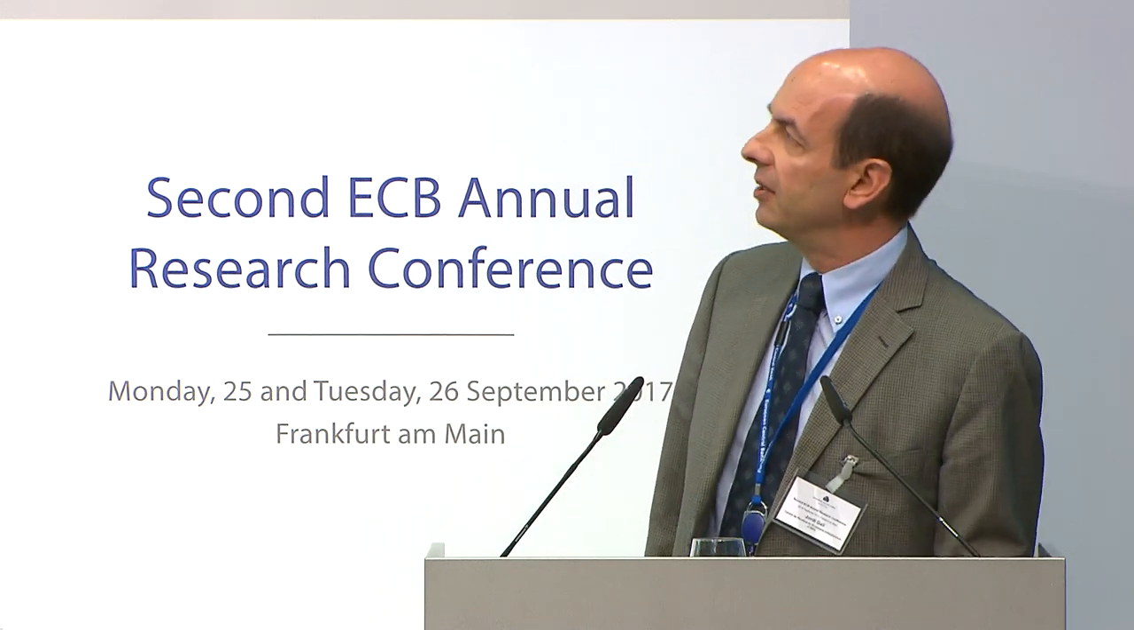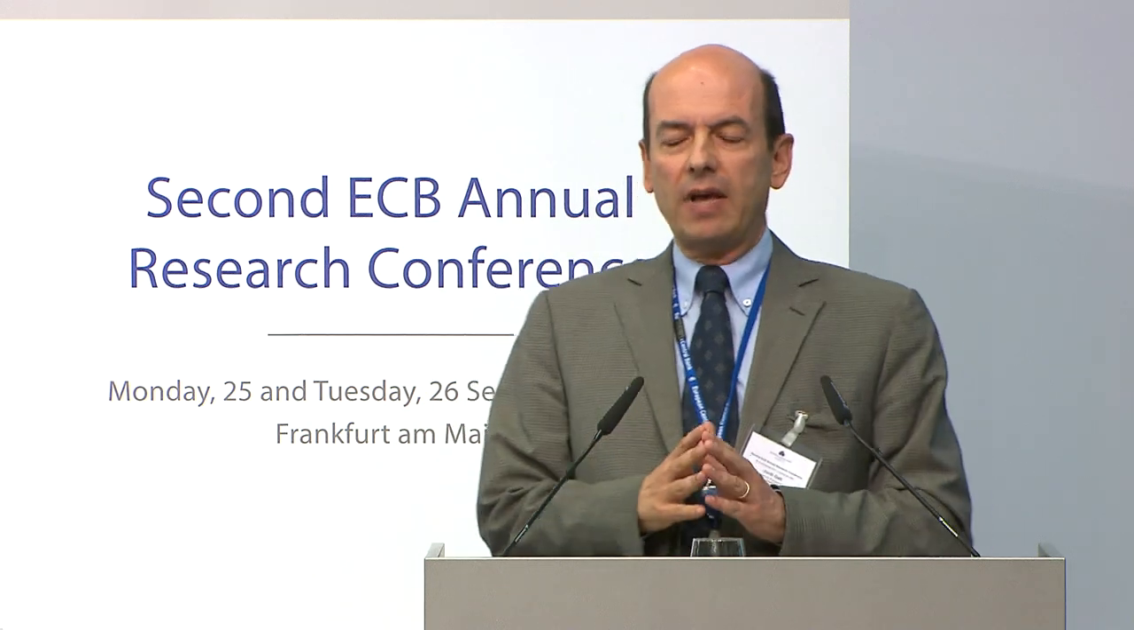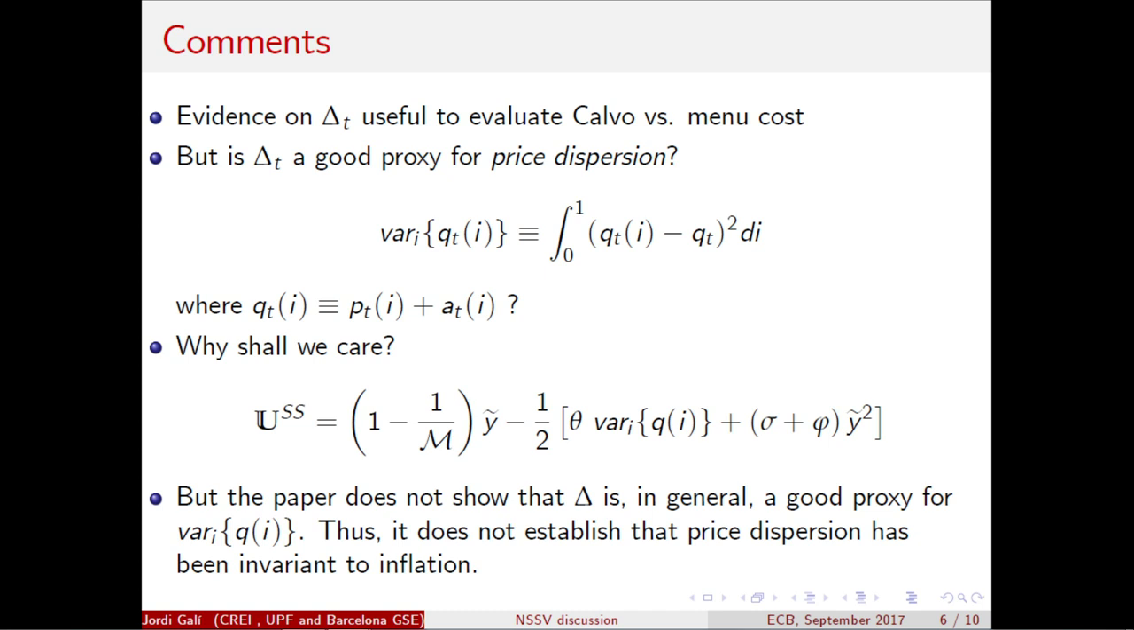Okay, so comments. I think this is a very nice paper, but no one has ever written the perfect paper, so I have to find some way as a discussant to prove that this is not the perfect paper. I think the evidence on delta, this mean of absolute price changes, is extremely useful, and the authors make a very good case for the menu cost model versus the Calvo model.